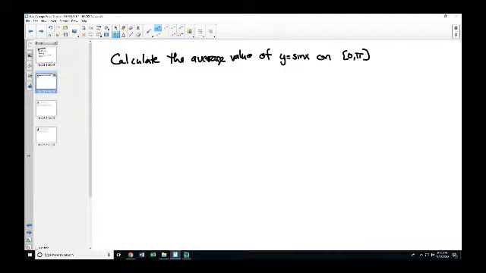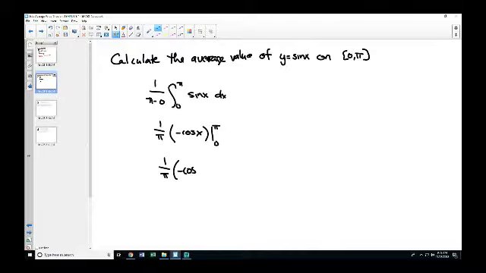What's the setup? 1 over pi times the integral from 0 to pi of sine x. Is that too easy for you? No, I really had to think about what pi minus 0 was, no lie. And the antiderivative of sine is negative cosine. Right. That's what I said.